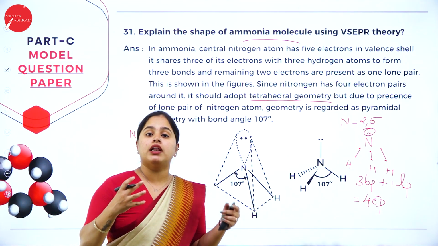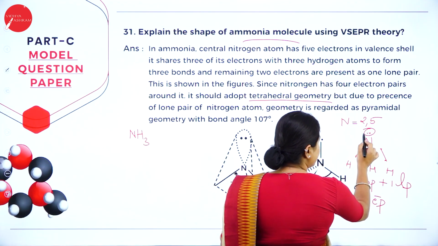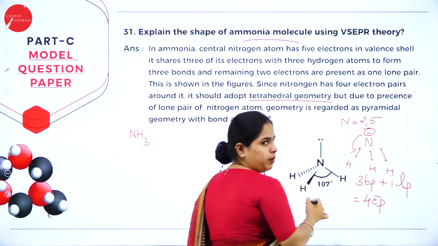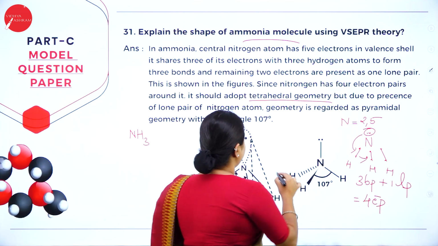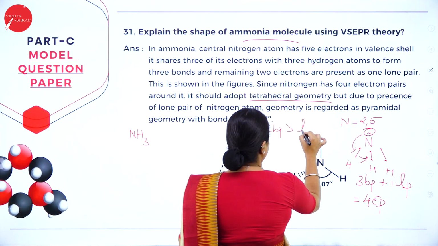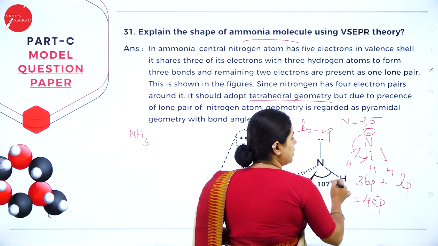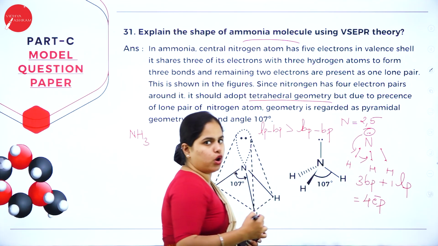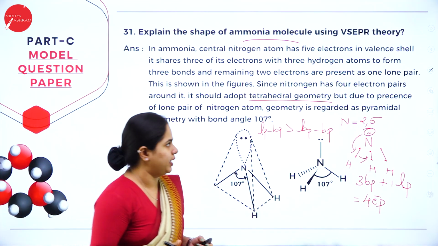There will be electron-electron repulsions, right? So as you can see here, there will be lone pair-bond pair repulsion as well as bond pair-bond pair repulsion, right? As we already know, the lone pair-bond pair repulsion is greater than the bond pair-bond pair repulsion. So this repulsion will be more than the repulsion between these bond pairs. Hence, the angle will become much less, right?